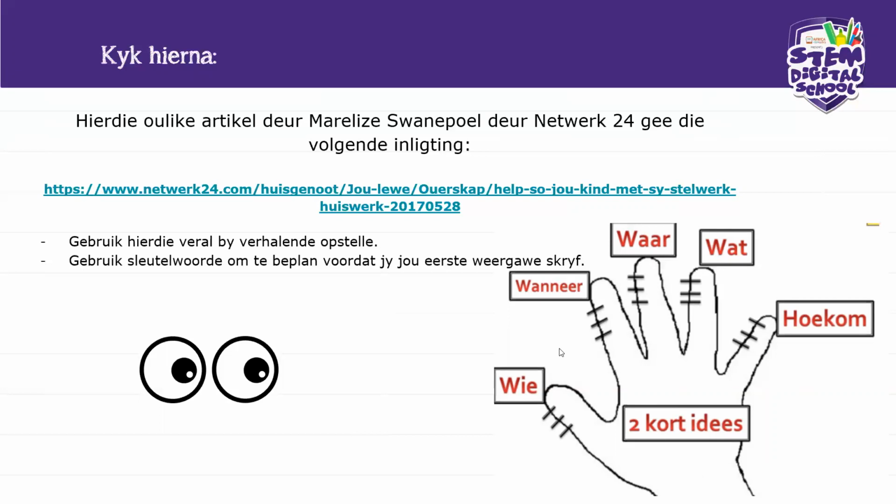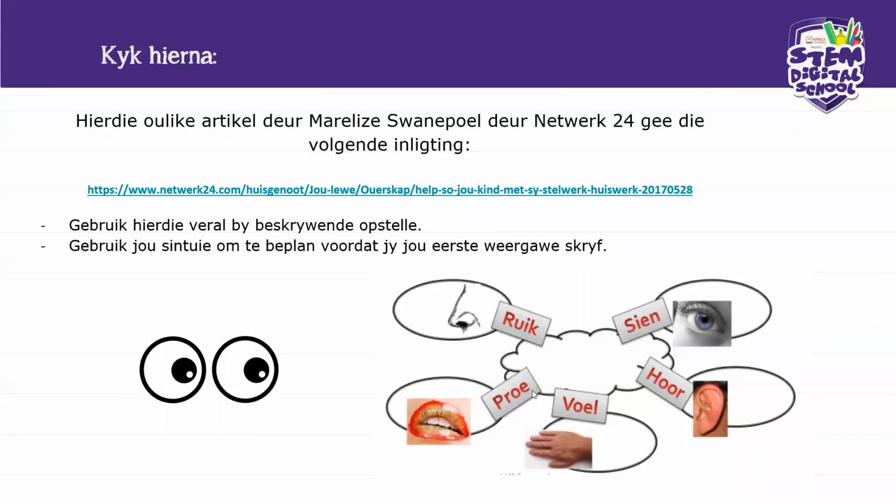Okay, I'm going on. Then the next one, also from her research. This is a way in which you can write a descriptive or beskrywende opstel. So this is your senses: your smelling sense, you see, you hear, your touch, your taste sense. Nee. So in other words, this person used magazines and pasted an eye and an ear and so on and so forth. And then she wrote the type of sense next to the picture. And then she started planning the essay.